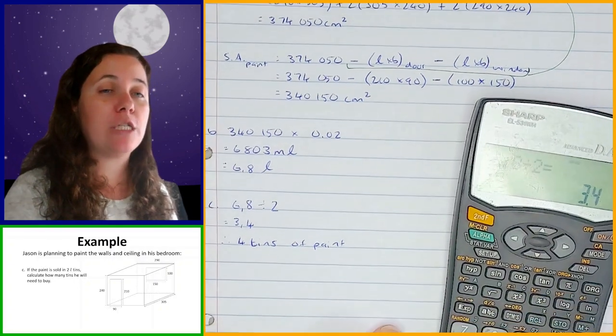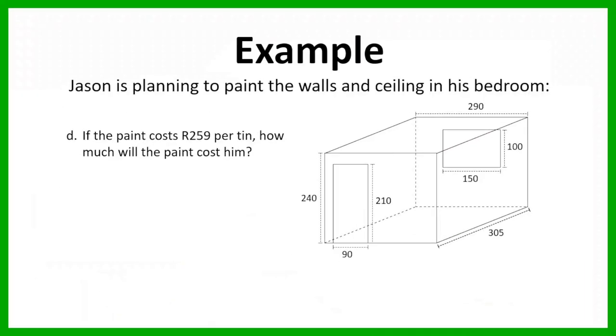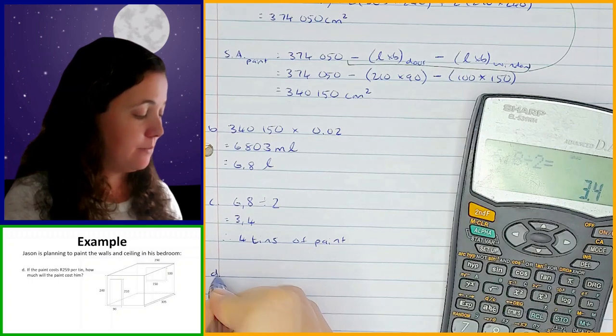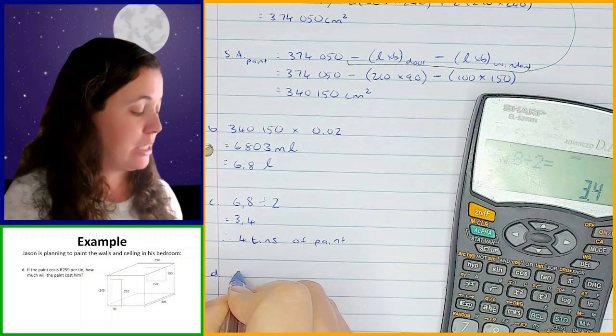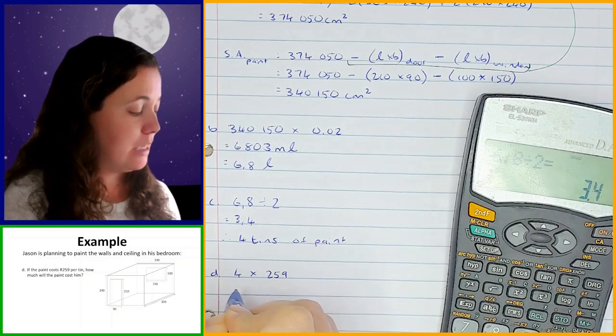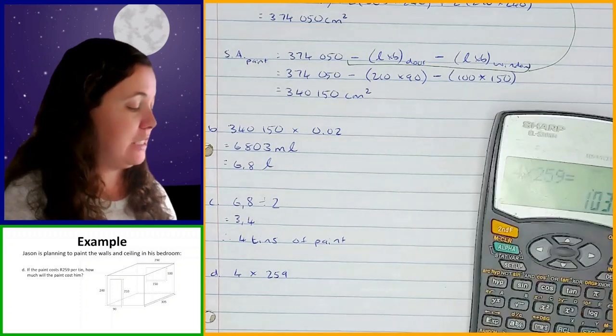Right, and then the last question in this example is, if the paint costs 259 rand per tin, how much will the paint cost him? Okay, so let's go and have a look at how we would work that out. So now we know how many tins he has to buy. He has to buy 4 tins. So we're going to multiply the cost per tin by the number of tins he has to buy. So it's going to be 4 times, the cost per tin is 259 rand. So 4 times 259 is 1,036 rand.